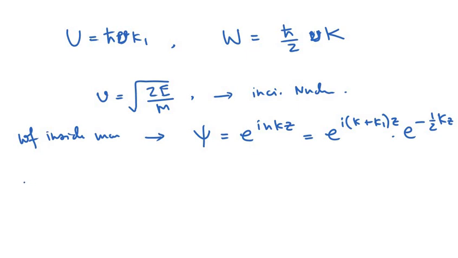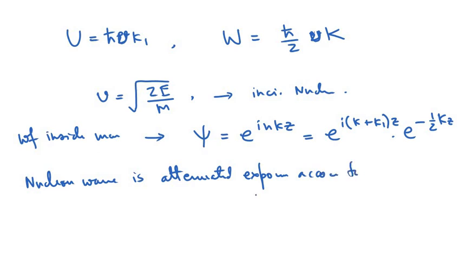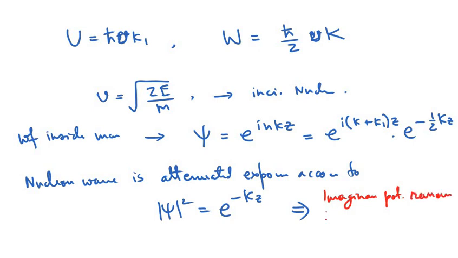From this expression you can say that the nucleon wave is attenuated exponentially according to, see, half and half, it will become 1, so e to the power minus K z. And this expression implies that the imaginary potential removes particles from the elastic channel. So this expression implies that your imaginary potential removes particles from the elastic channel.